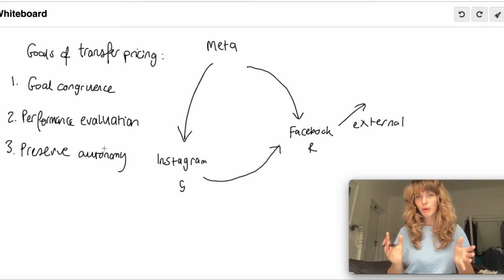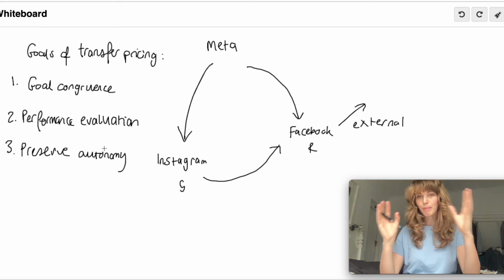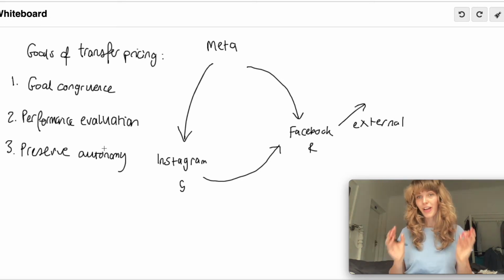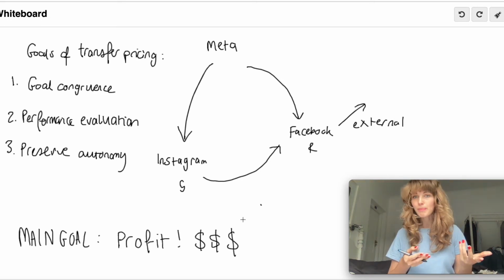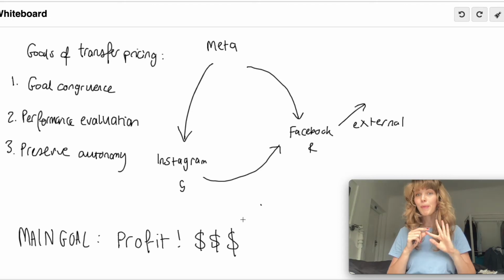But ultimately, when we think about transfer pricing and how we set the price, we must always keep in mind that Meta, or the company, the main company, needs to achieve a profit. That's what they're after. And with these goals in mind, we need to think of a suitable transfer price that we can achieve goal congruence, performance evaluation, preserve the autonomy, and mainly make a profit. And so that's where we're going to start from.